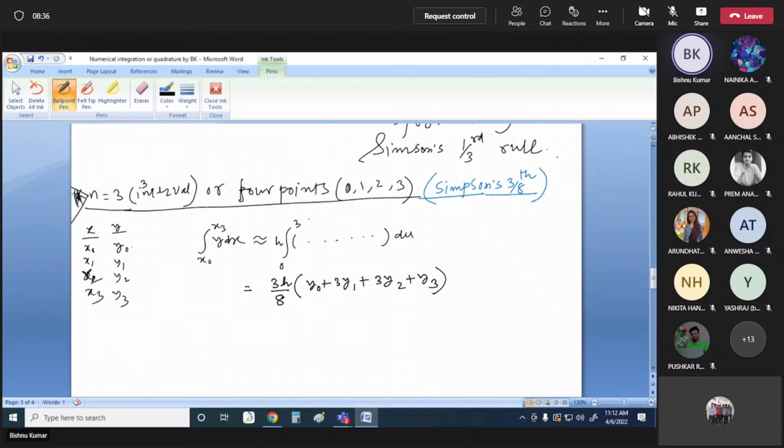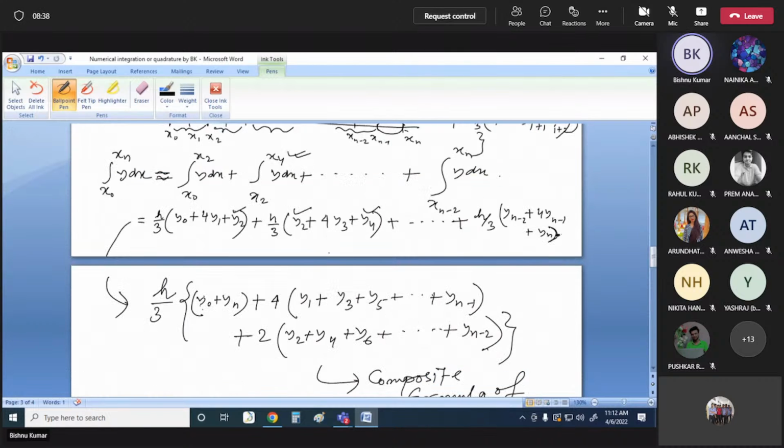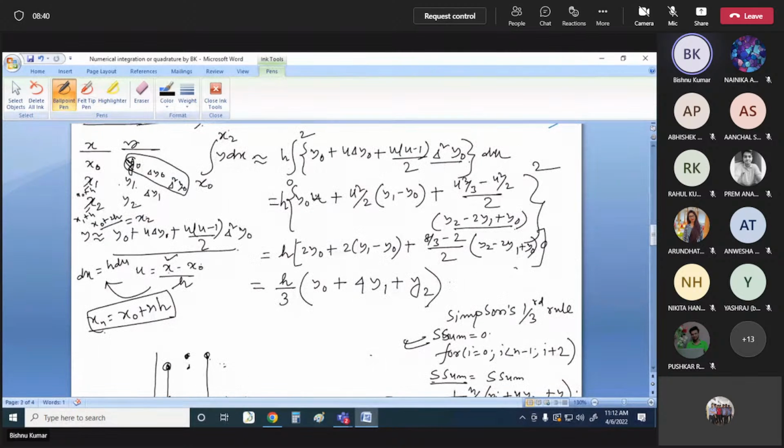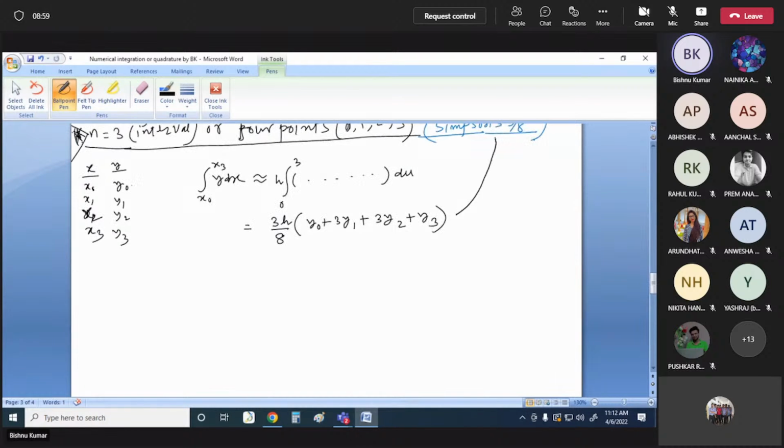As in the previous process, everything is done the same way; here another term is added. Suppose this is for the 2 interval or 3 points; for 4 intervals you have another term, and you write every difference value in terms of numerical values. You will get a nice formula, and that formula is known as Simpson 3 by 8 rule.